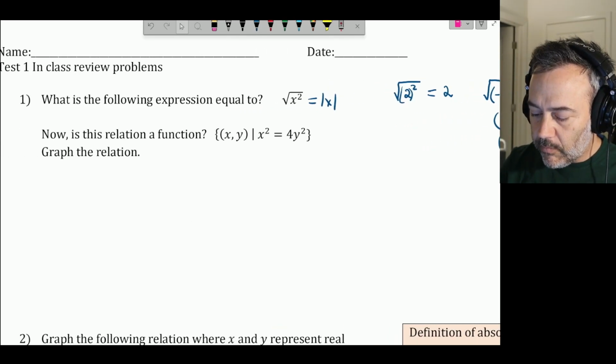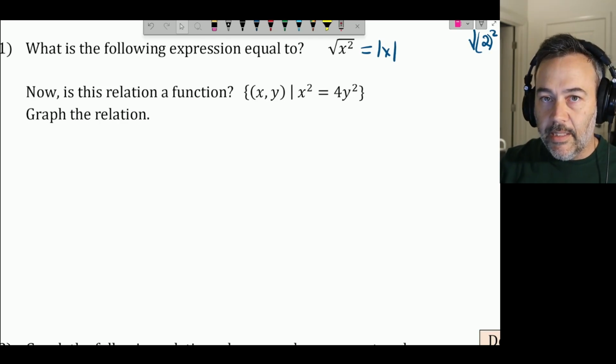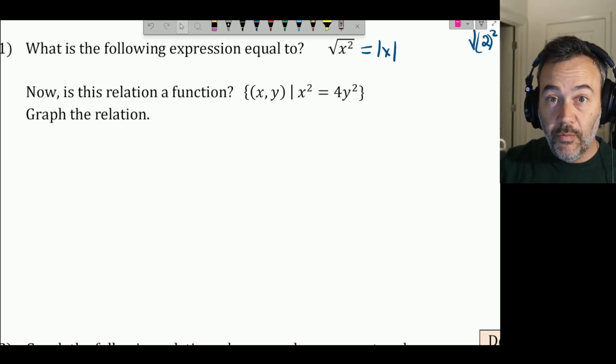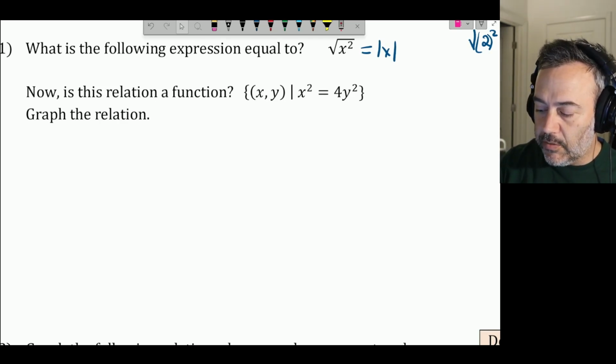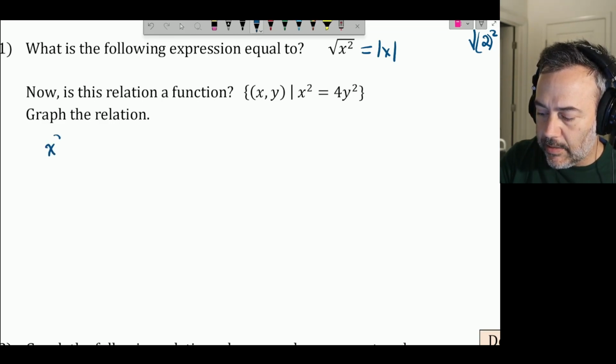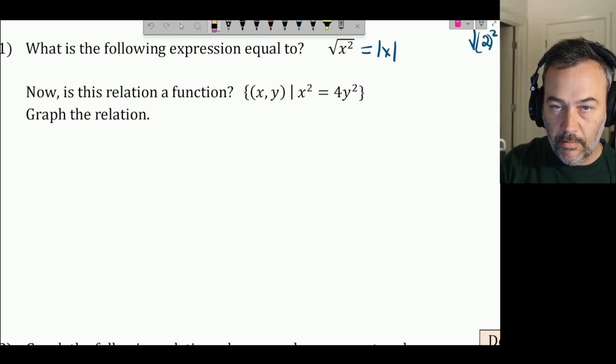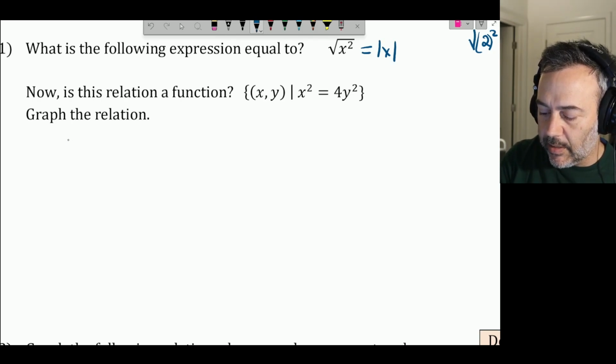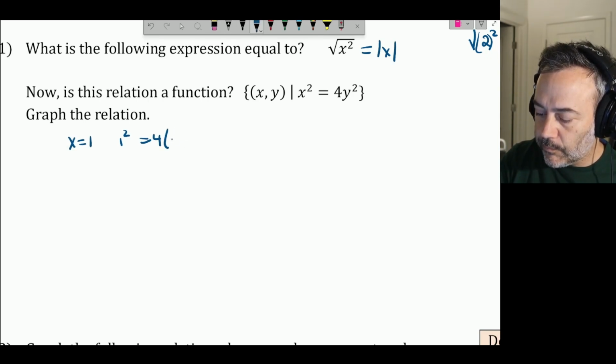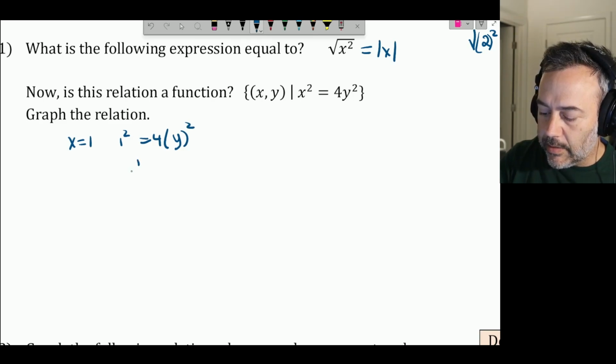Okay. So now, is this function a relation? There's two ways we can do this. First is you can use what we just discussed. Well, first off, is it a relation? You can actually just plug in numbers and see, if x is 1, then what do we get? We get 1 squared equals 4 times y squared. And clearly this has two solutions, because when you take the square root of both sides, you get y equals plus or minus 1/2.